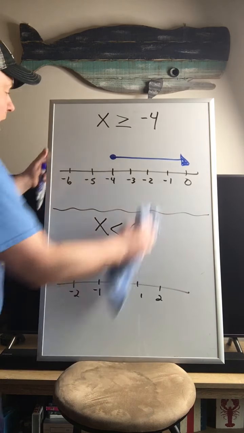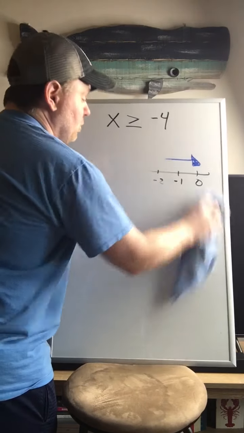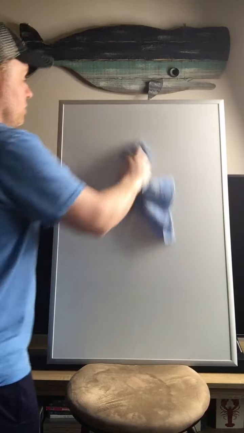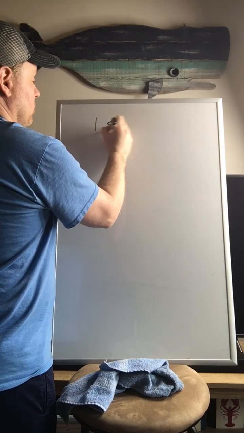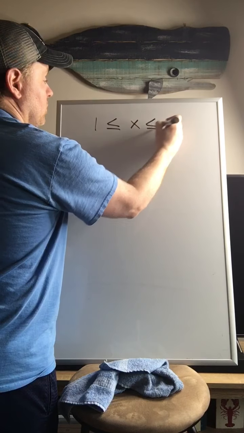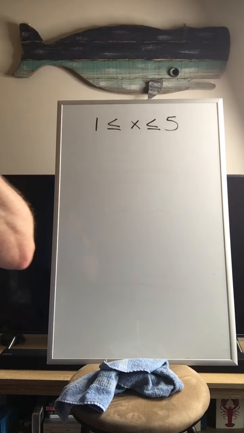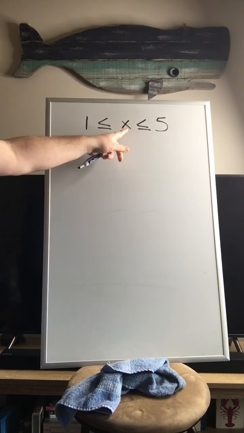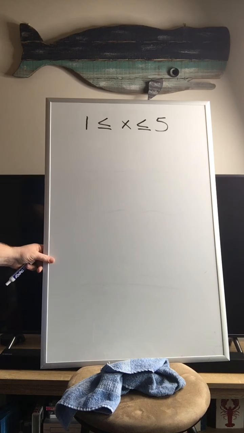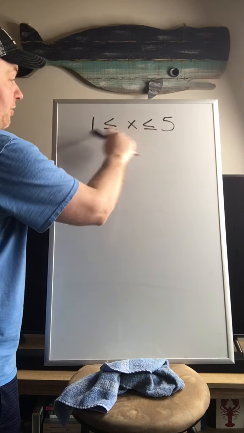Okay? Now, you may run into an inequality that looks a little different. You may run into one that looks like this sometime. And what does this mean? Right here. What this means is that x is between 1 and 5. Between, look at it, it's in between 1 and 5.